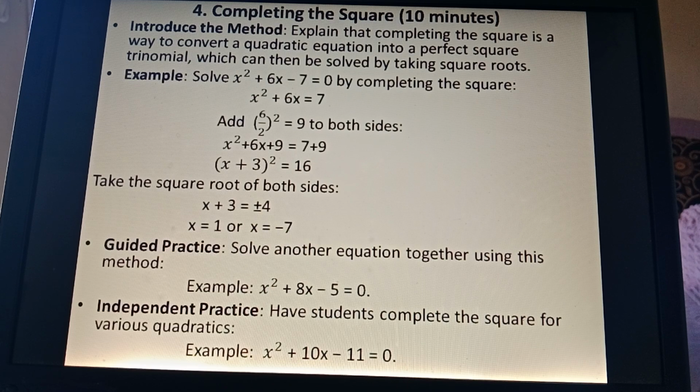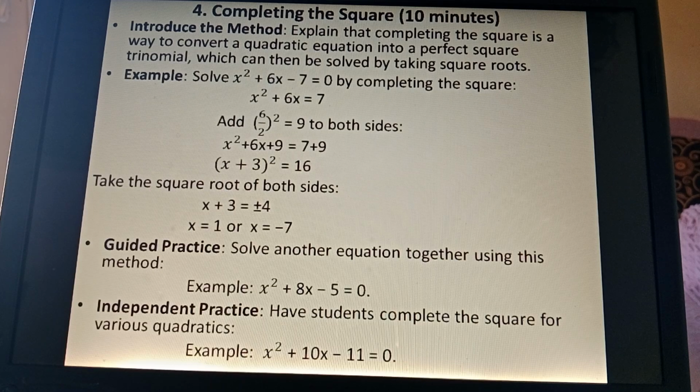Example, solve x squared plus 6x minus 7 is equal to 0 by completing the square. x squared plus 6x is equal to 7. That is, you take the constant to the right side, and add half the coefficient of x, squared, which is 9, to both sides, and you get x squared plus 6x plus 9 is equal to 7 plus 9.